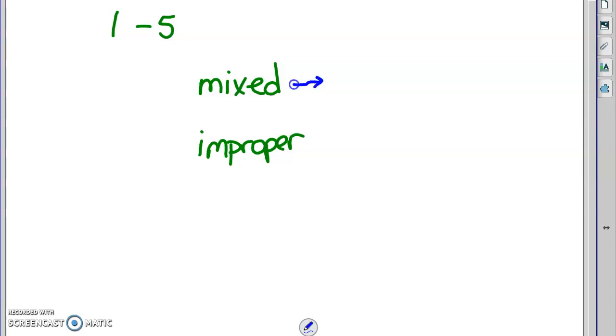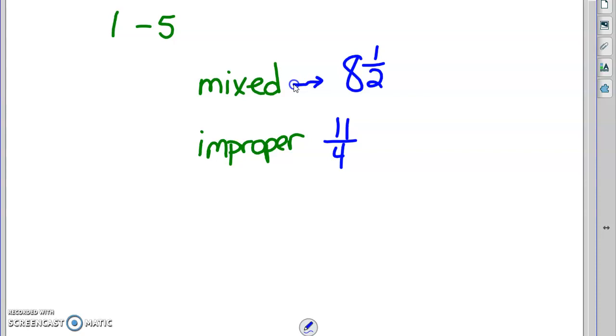So a mixed number is a whole number, like 8, and a fraction, 1/2. So like 8.5. Maybe you wear a shoe size 8.5. That's a mixed number, a mixture, right? An improper fraction would be a number where the numerator is bigger than the denominator. Take this one, for example, 11/4. The numerator is bigger than the denominator.